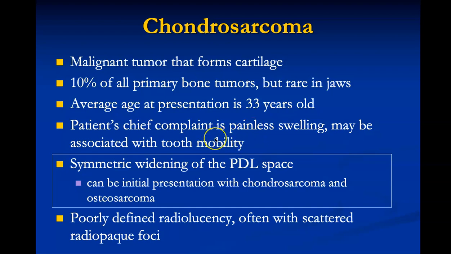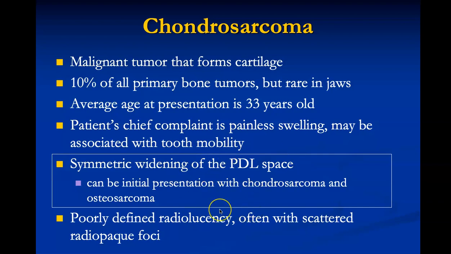But often can be associated with tooth mobility. One interesting finding that we see with chondrosarcoma, with osteosarcoma, and actually I've even seen it with some leukemias and lymphomas, is a symmetric widening of the PDL space, which is not a common sign that you see with periodontal disease. Usually the change that you see in the PDL is sort of V-shaped, with an inflammatory process. This is a widening of the PDL space that is the same from the coronal area all the way down to the root.